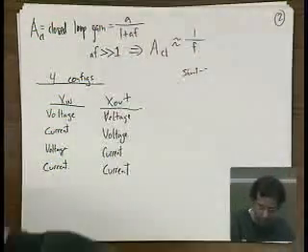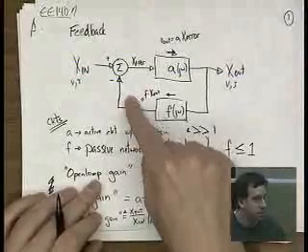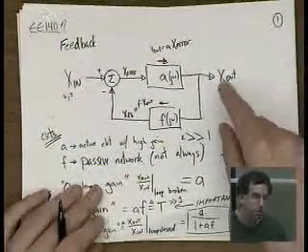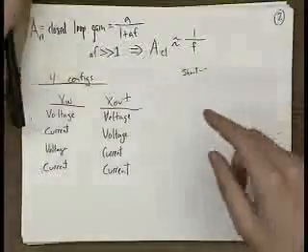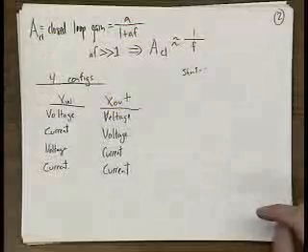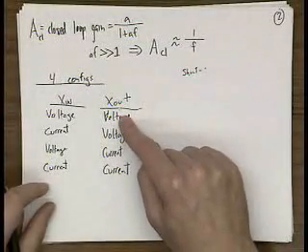It's this term that you feed back. Is it voltage or current? And similarly, the second term of the shunt series is talking about what you're sensing. Let's say we're sensing a voltage. So X out is a voltage.